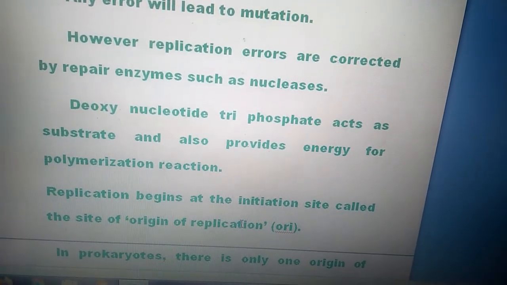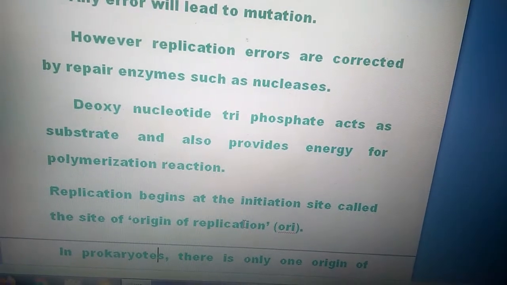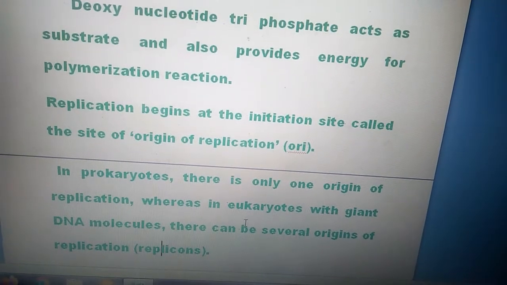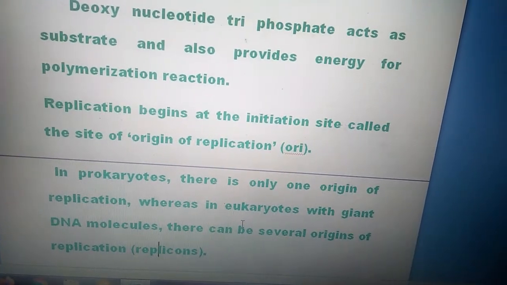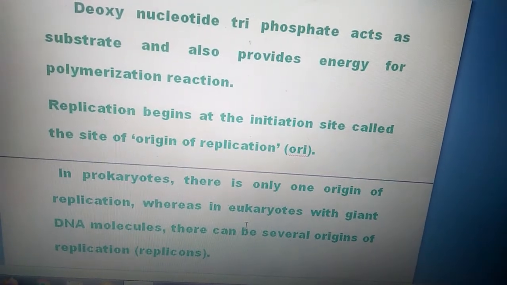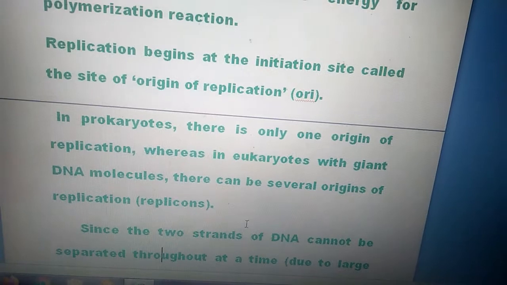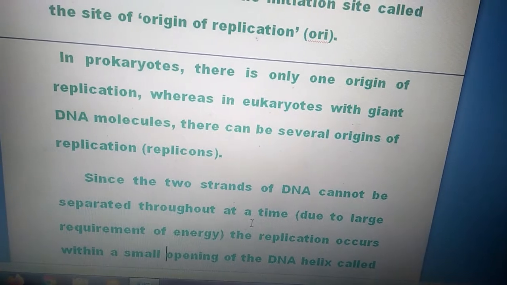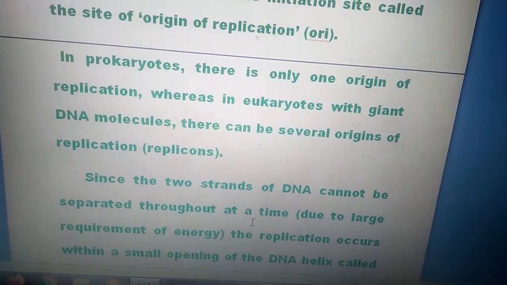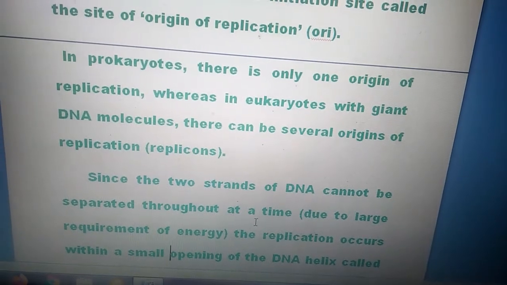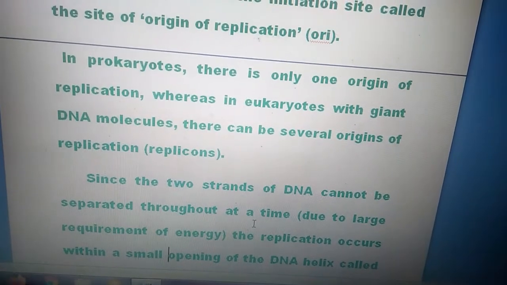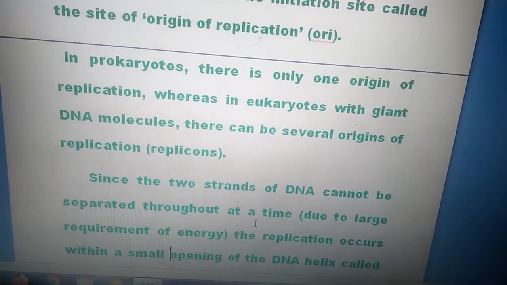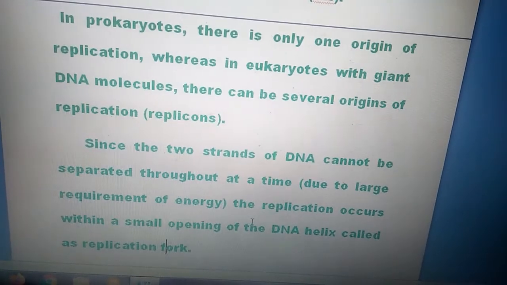Deoxynucleotide triphosphates act as substrate and also provide energy for the polymerization reaction. Replication begins at the initiation site called the origin of replication. In prokaryotes, there is only one origin of replication, whereas in eukaryotes, with the giant DNA molecules, there can be several origins of replication, since the two strands of DNA cannot be separated throughout at a time.